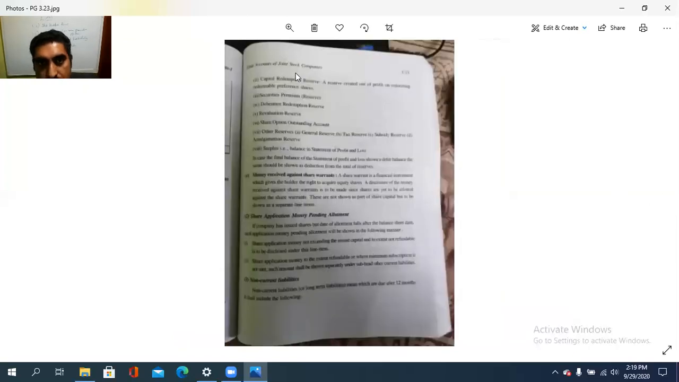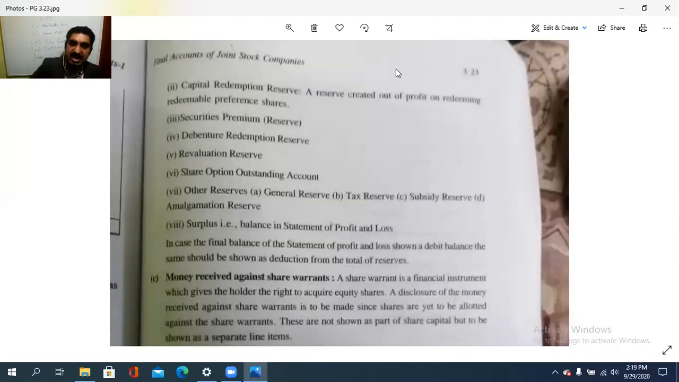Then CRR, capital redemption reserve. It is a reserve created out of the profit on redeeming the redeemable preference shares. I think you studied this one also, isn't it? So that is the capital redemption reserve.